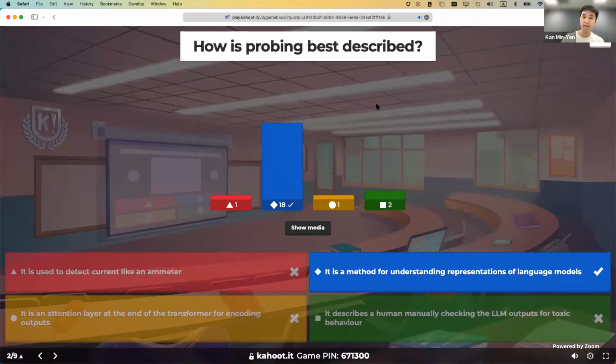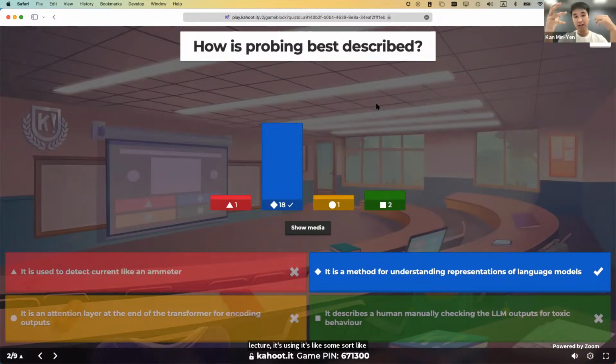So probing is more of a method to understand representations of language models, because this is what was seen in the slides firstly, and secondly, it's also because when we talked about it last lecture, you have language vectors, and you really want to use probing to determine whether an attribute exists in whatever vector you have.